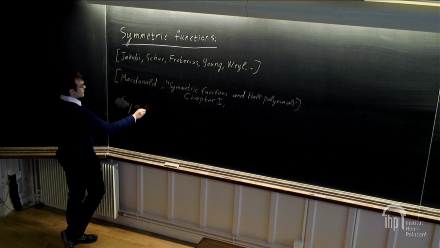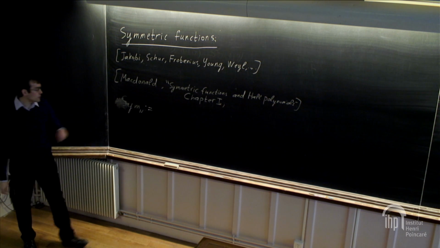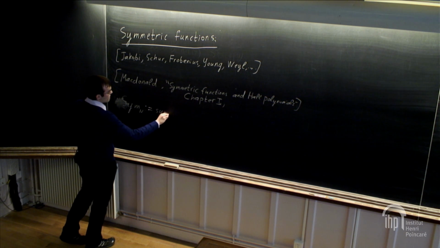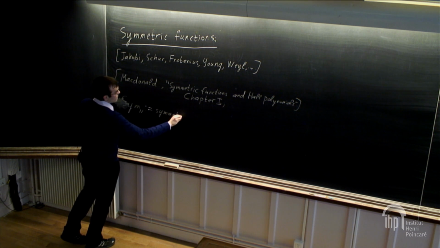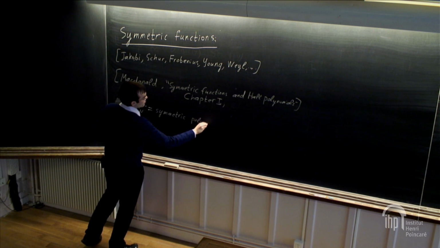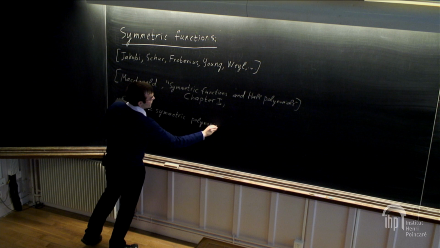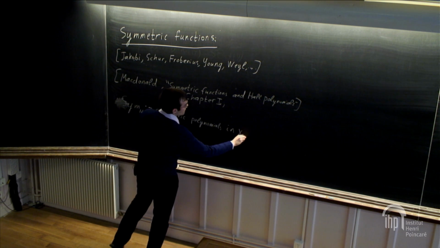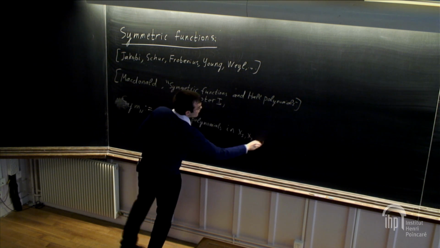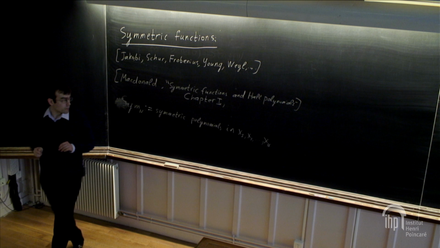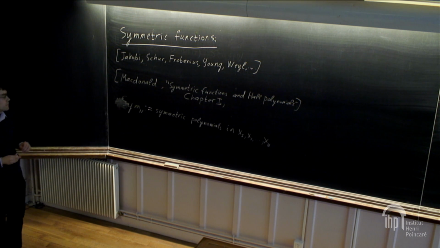So Sym n will be symmetric polynomials in x1, x2, ..., xn. And this n will be large, but as for now, it will be just some fixed large number.